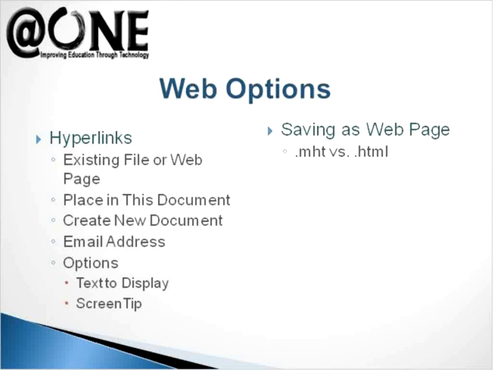Okay. So let's talk about web options. And what I mean by web options is we work with hyperlinks all the time when we're on the web. But we can actually use hyperlinks in our document. Hyperlinks does not mean if you click on something you go directly to the web. That is a hyperlink, but that's not the only type of hyperlink we have at our fingertips. The other web option I want to chat about is saving it as a web page, and specifically talking about MHT format and HTML format.